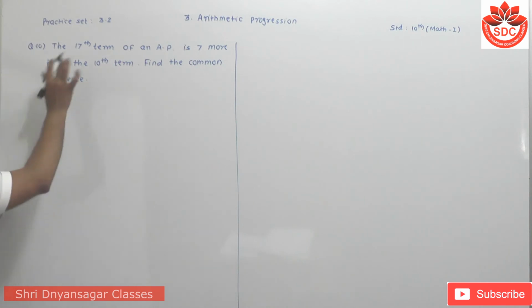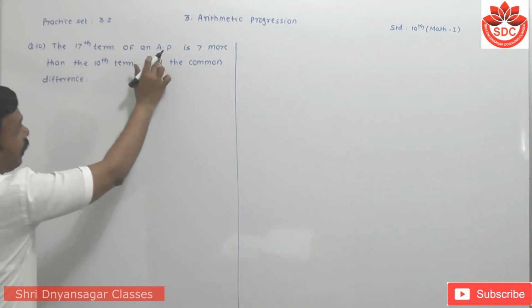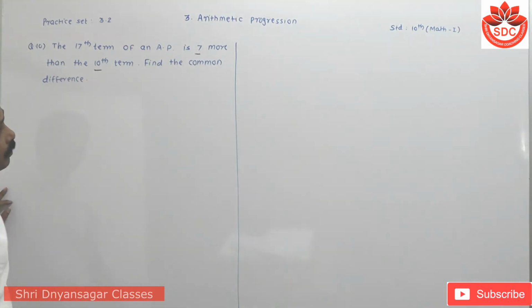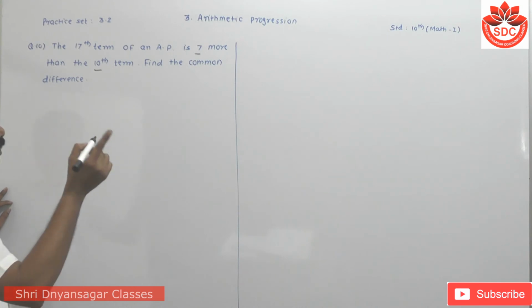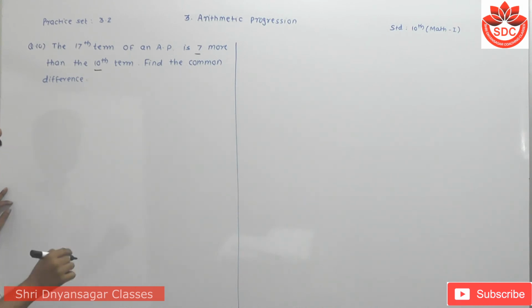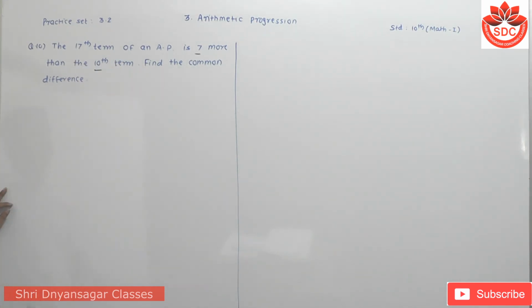Then the last question of practice set 3.2 is question number 10. The 17th term of an AP is 7 more than the 10th term. That means the 17th term is greater than the 10th term by 7. If we add 7 to the 10th term, then both are equal. Find the common difference. Here we have to find the common difference.